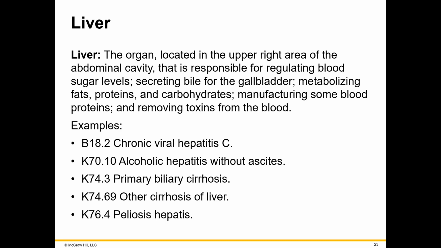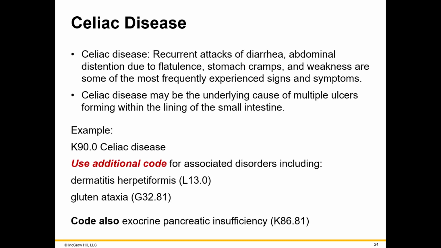Example codes include B18.2, chronic viral hepatitis C, K70.10, alcoholic hepatitis without ascites, K74.3, primary biliary cirrhosis, K74.69, other cirrhosis of the liver, and finally K76.4, peliosis hepatis.